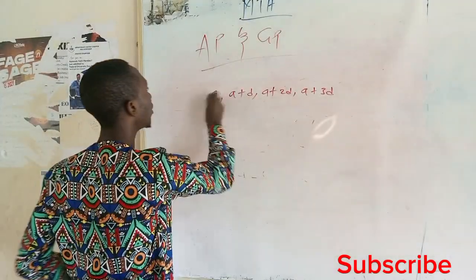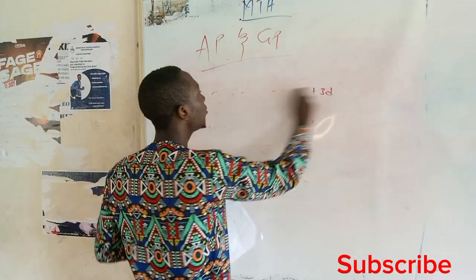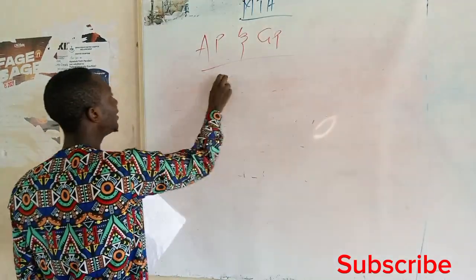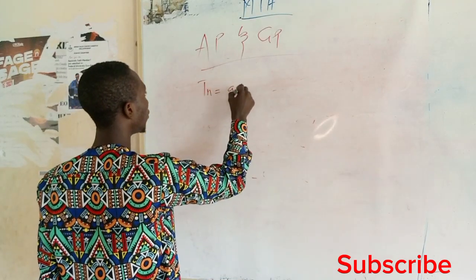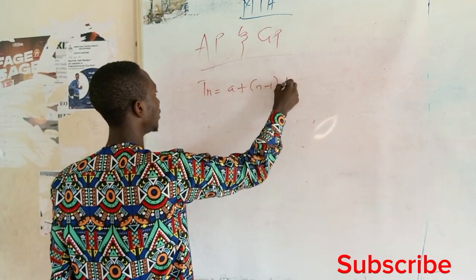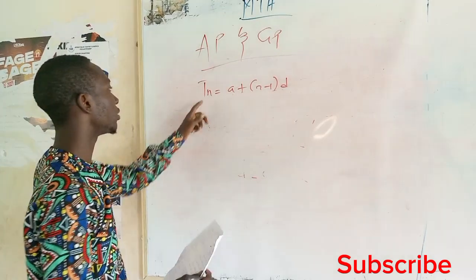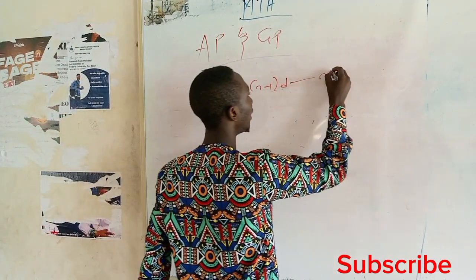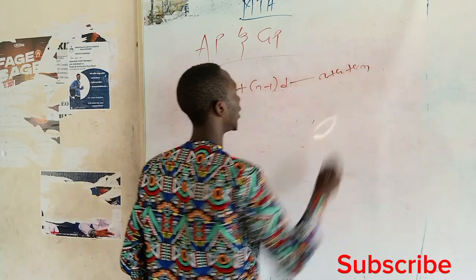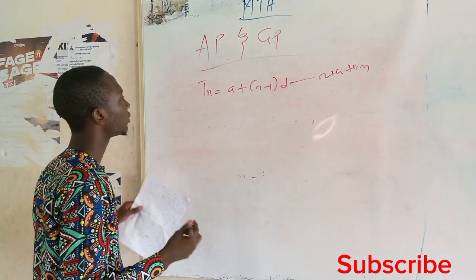Now, another formula we use to solve for the nth term under AP is Tn equals A plus (n minus 1)d. This is the formula we use to solve for the nth term of an AP.